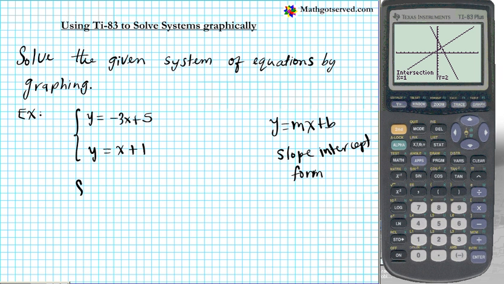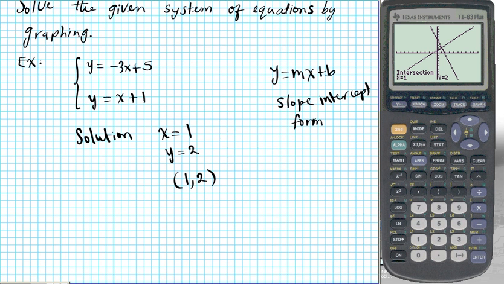So the solution is x equals 1 and y equals 2. Alright? Or you can write it as an ordered pair, (1, 2), is your solution. If you want, you can do a check to see if our result is correct. It should be, right? So let's do a real quick check.